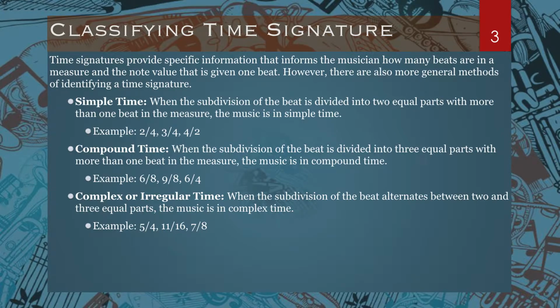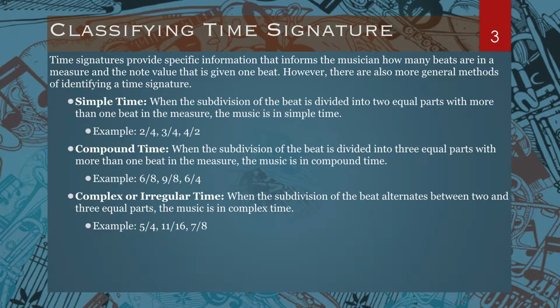Because in 6/8 time the dotted quarter note is actually serving as the beat, that dotted quarter note then gets subdivided into three equal parts, three eighth notes. In 9/8 time, it's the same thing. You have three dotted quarter notes in a measure, which are divided down into three eighth notes. In 6/4 time, you have six quarter notes, and the beat may be considered a dotted half note. So those dotted half notes are broken down into three beats each.